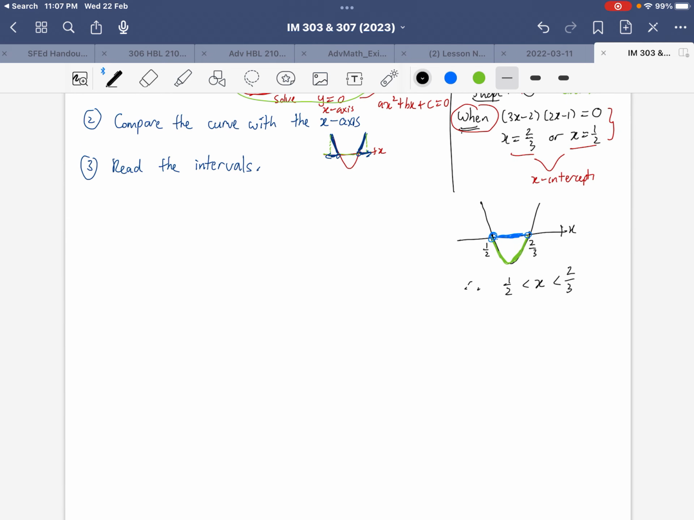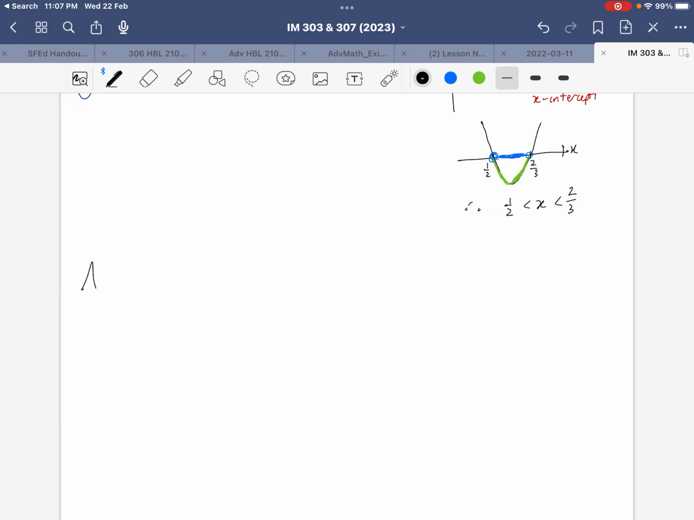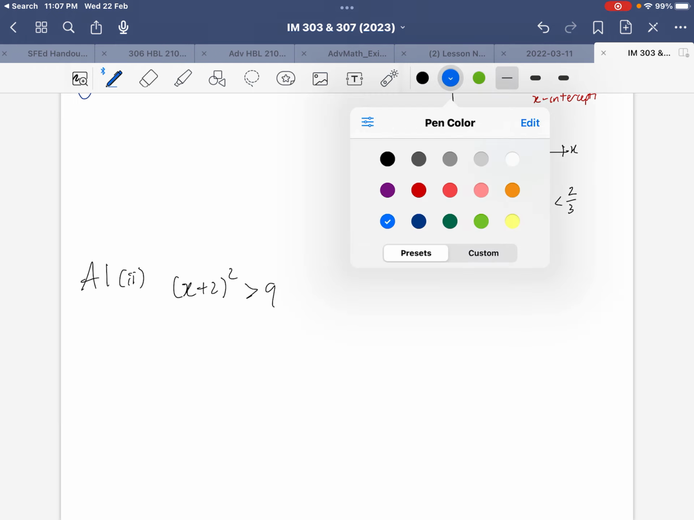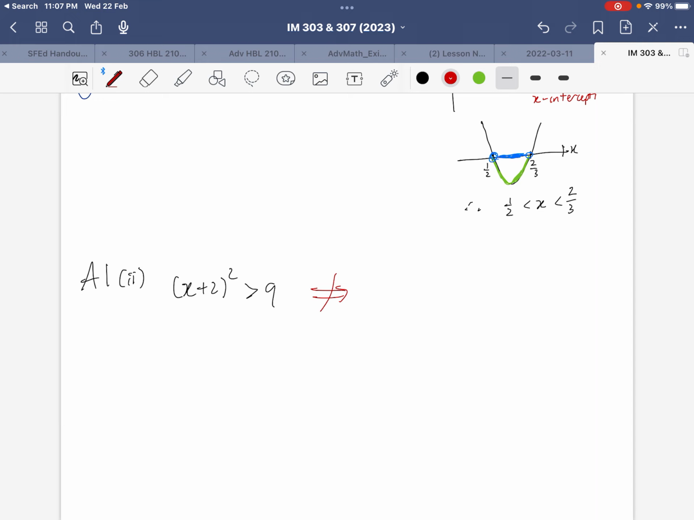Sketch the graph, compare with the x-axis, and then read the interval. Okay, I'll give you one more example. For example, in the question A1 part 2, you are given x plus 2 squared bigger than 9. Okay, so don't rush into coming to here x plus 2 bigger than plus minus square root of 9. This is totally wrong. This is the misconception that I highlighted earlier. Okay, so in that case, how? Just go back to the basic.